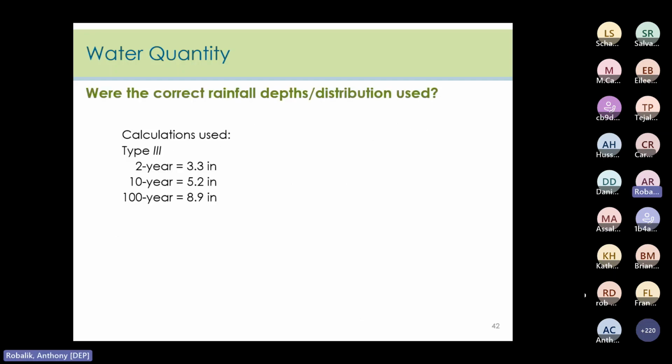All right, so if we do look to the calculations, we see, did they use the correct rainfall depths and distributions? Well, they used the type 3 rainfall distribution, which was okay at the time, but now the NOAA C or D distributions are required to be used, as was mentioned back in the calculations presentation in Module 2. In this case, the site is in Atlantic County, so NOAA C would have had to been used. But when this was reviewed, they used 3.3 inches, 5.2 and 8.9 inches for the 2, 10 and 100-year storms, respectively.